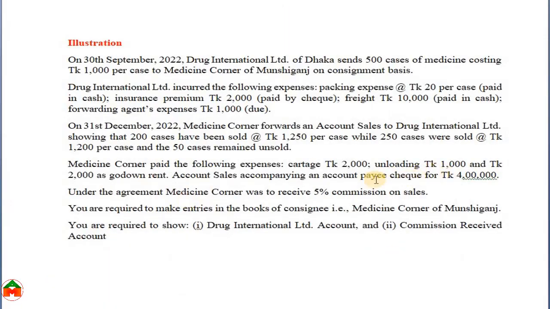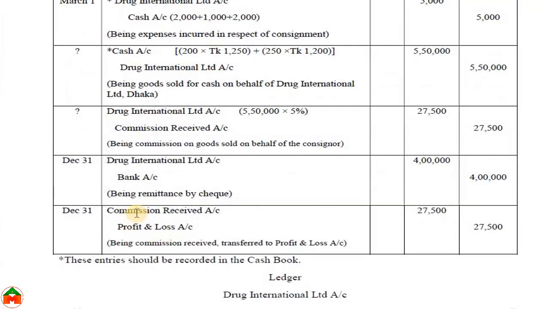And at the end of this journalizing process, the consignee will transfer the commission received to the profit and loss account. Here commission received is credit, but since we are going to transfer it to the general profit and loss account of the consignee, the credit will be debit. That's why commission received account debit 27,500, profit and loss account credit 27,500.